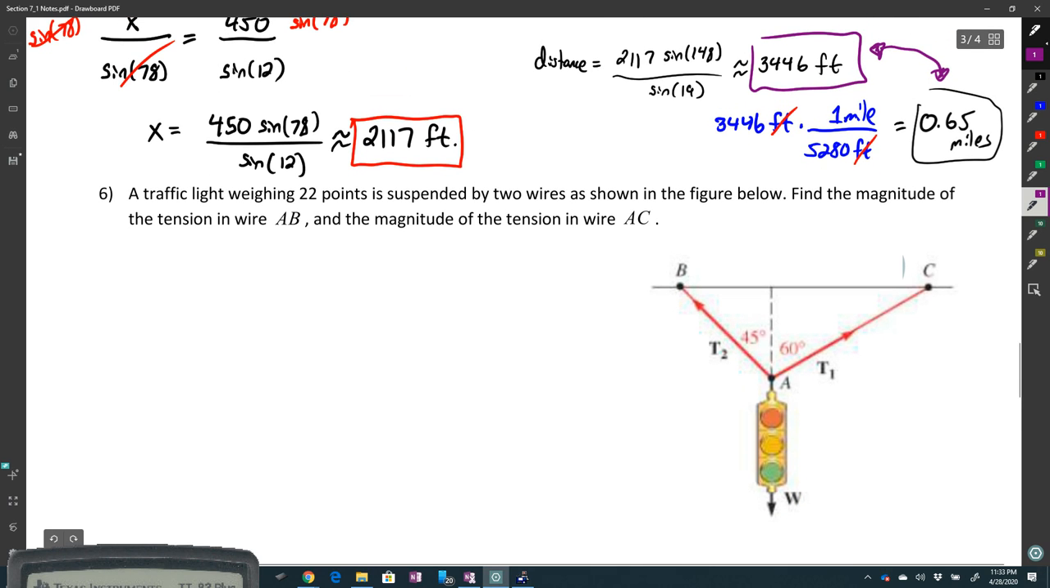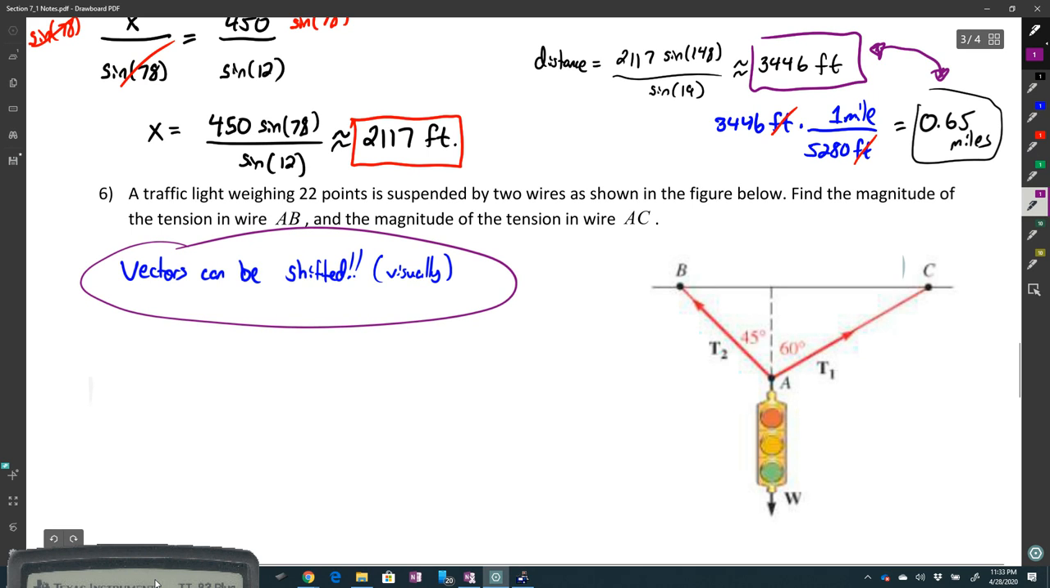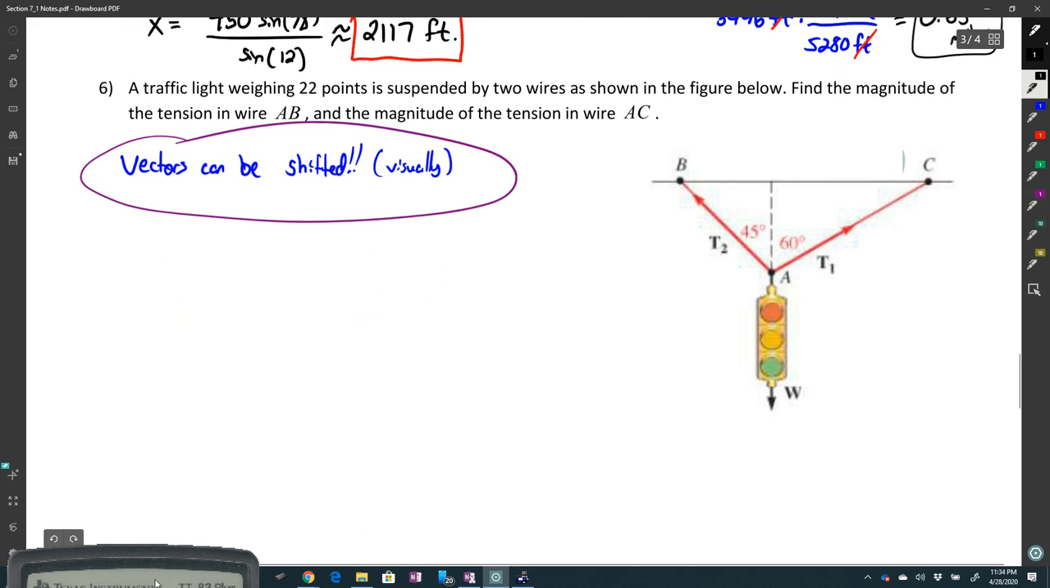We're going to take the fact that vectors can be moved around. So if you want to analyze a vector, you can always shift it, and it's still the same thing. So in this picture, even though it looks really nasty, they tell us that the traffic light weighs 22 pounds. It's really light for a traffic light. Have you seen how big those things are? Anyway, find the magnitude of the tension. So how much force are these wires pulling in order to keep that traffic light stationary?